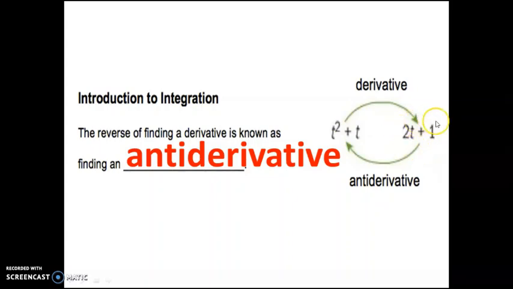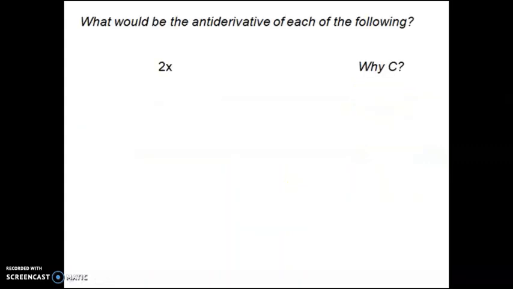Now, if somebody gave you this and said find the antiderivative, that process would take you back to the original function. So derivative takes you this way, antiderivative takes you back. So remember, antiderivatives are the opposite of differentiation, or the opposite of finding derivatives. So let's take a look at these. What would be the antiderivative of each of the following?